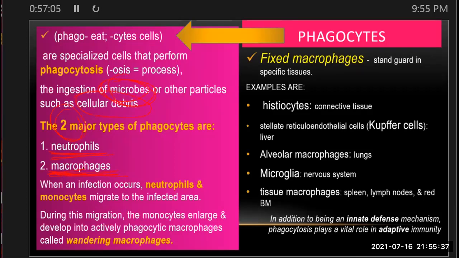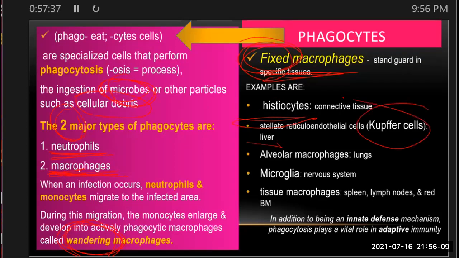It could be through chemotaxis or diapedesis for the neutrophils. During this migration, the monocytes enlarge and develop into actively phagocytic macrophages called wandering macrophages, because we have two types of macrophages, the fixed macrophages and the wandering macrophages. Fixed macrophages stand guard in specific tissues. They are localized in specific tissues. Examples would be in our connective tissues, we have histiocytes. In our liver, we have the Kupffer cells. In the lungs, we have the dust cells or the alveolar macrophages. And in the CNS or nervous system, we have the microglia.